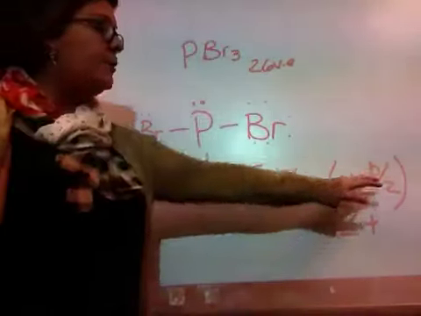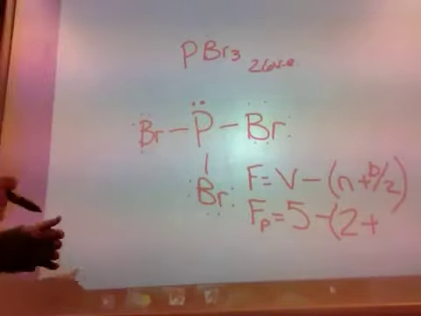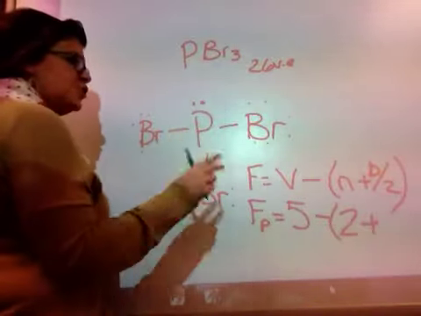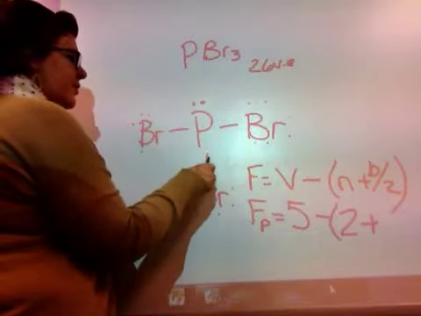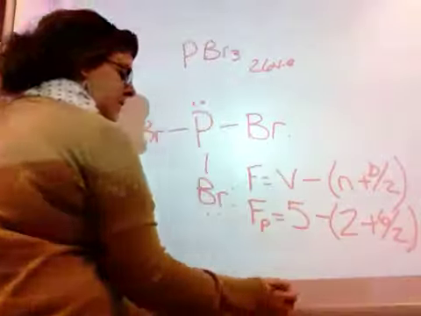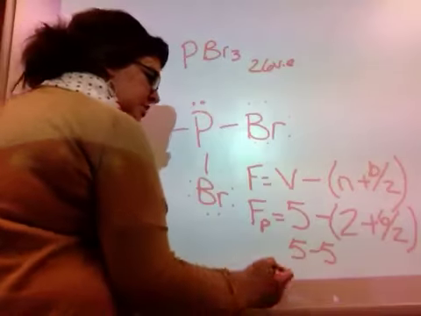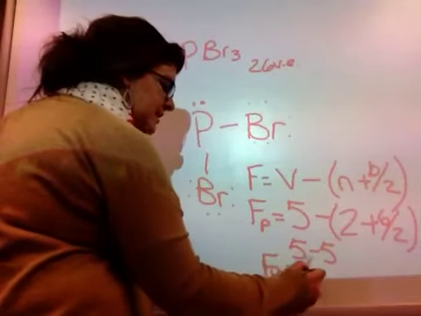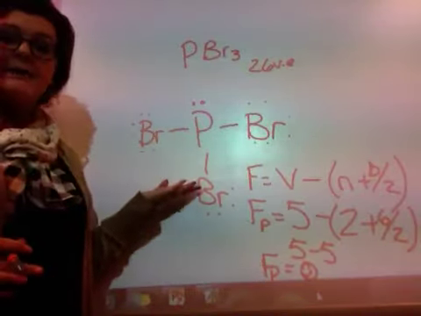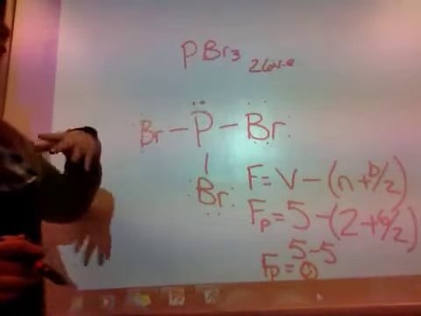Now, the next one, letter B, represents how many electrons are acting in a bond. So if I look here, I have 1, 2, 3 bonds, and each of those bonds has 2 electrons. So here's 1, 2, 3, 4, 5, 6 electrons. So I'm going to do 6 over 2. If I simplify this down, it'd be 5 minus 5, which gives me a formal charge for phosphorus of 0. Yay! So that means this is the correct Lewis dot structure for phosphorus tribromide.